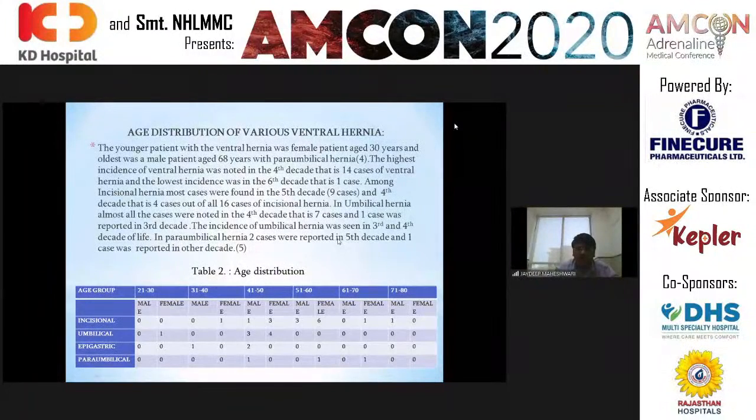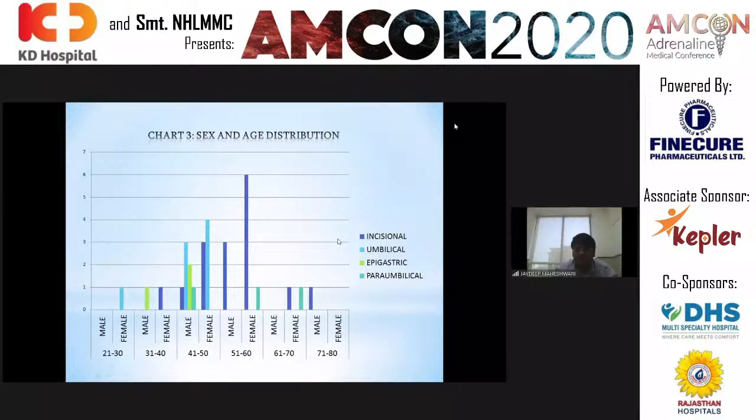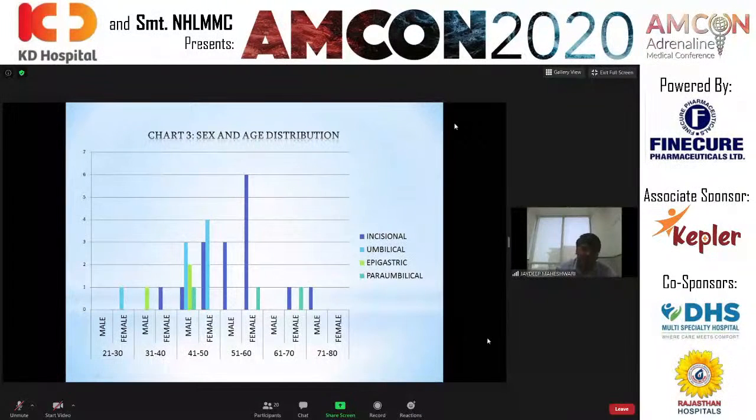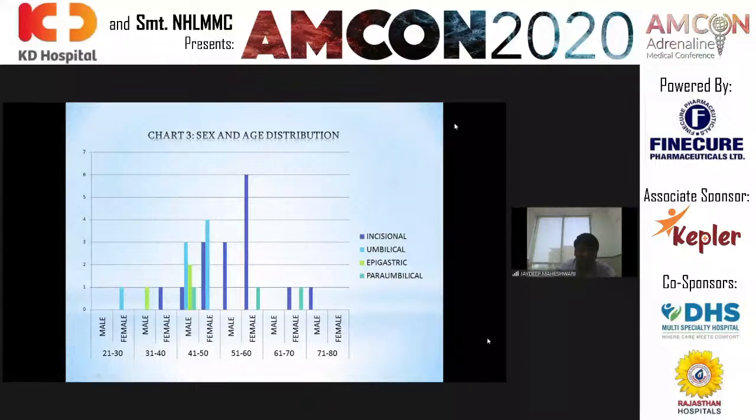Among the incisional hernia, most cases were found in the fifth decade, and among the umbilical hernia, all the cases were noted in the fourth decade. Next slide, please. This is the chart showing sex and age distribution. As we can see, in the fifth to sixth decade, the majority of the cases are there. Next slide, please.